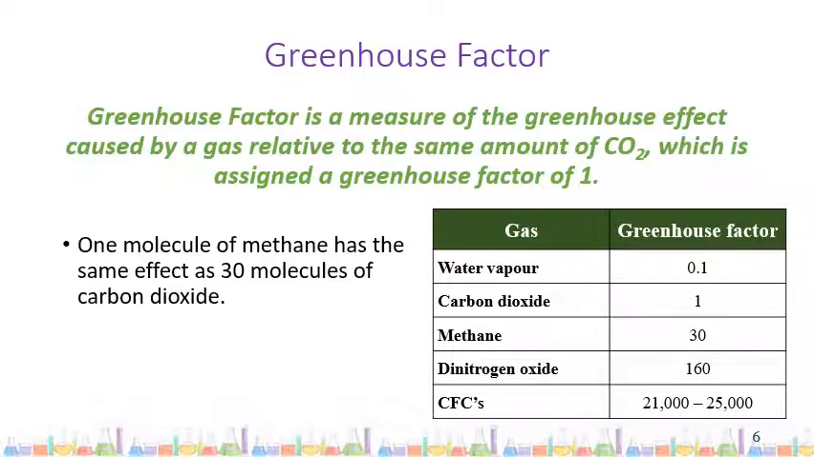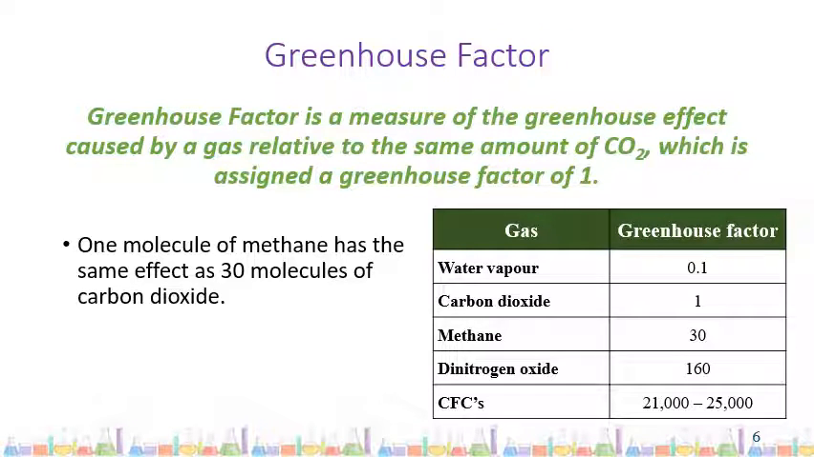So a greenhouse factor is a measure of the greenhouse effect caused by a gas relative to the same amount of carbon dioxide. Carbon dioxide is assigned a value of 1, and what that means is that every other gas is assigned a value based on its comparison with carbon dioxide. So for example, methane is 30. That means 1 molecule of methane has the same effect as 30 molecules of carbon dioxide. Methane is 30 times stronger as a greenhouse gas than carbon dioxide.